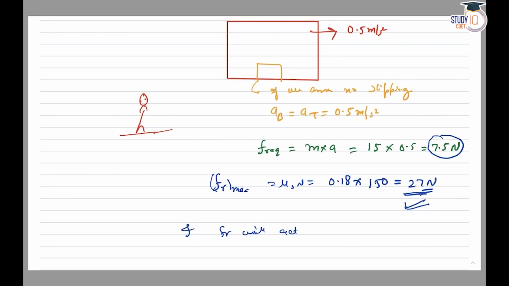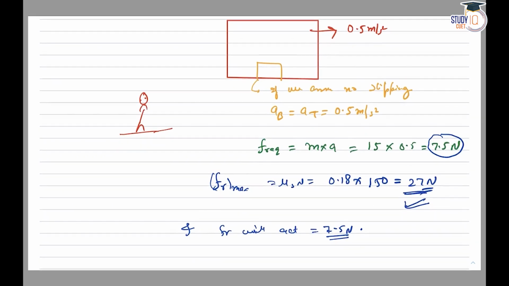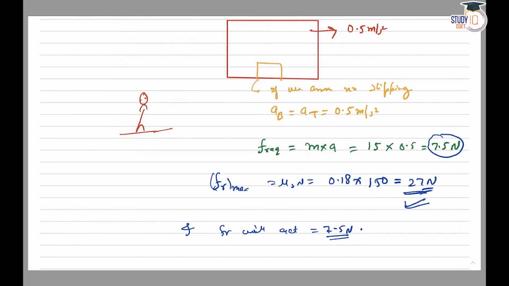The friction force which will act is equal to 7.5 Newton, as 7.5 Newton is sufficient to prevent the slipping. So in this case the block remains at rest with respect to truck. The observer on ground says that there is no slipping between truck and block, as the friction which is acting is the required value of 7.5 Newton.